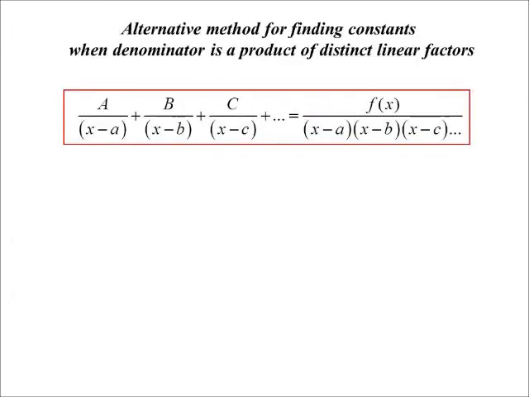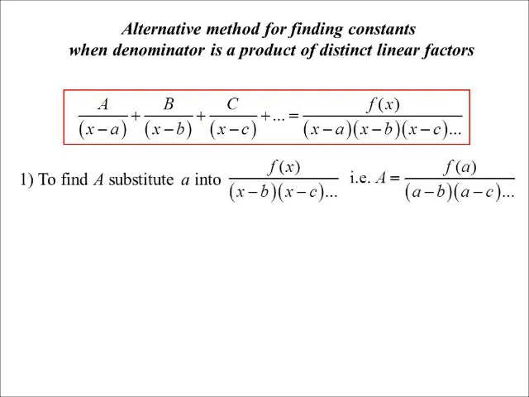Well, there is an alternative way for finding those constants. When the denominator is just a product of linear factors, it's known as the cover-up method. To find a, substitute little a into the function. But look at the function you're substituting into. It's like you've covered up the factor x minus a. So you substitute a into it.